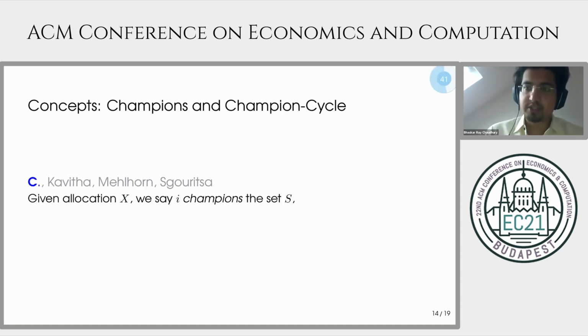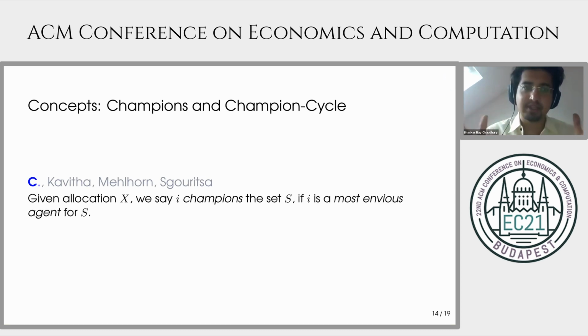And the second concept that I would be using is that of champions and champion cycles. So this is also a concept which was used in a paper earlier. I wouldn't be defining them precisely. I would just give you an intuitive definition, which is all that you would require for the purpose of this talk. So given an allocation X, I say that an agent I champions a particular set S if agent I is intuitively the most envious agent for this set. So there is a set S which many people envy given their current allocation.